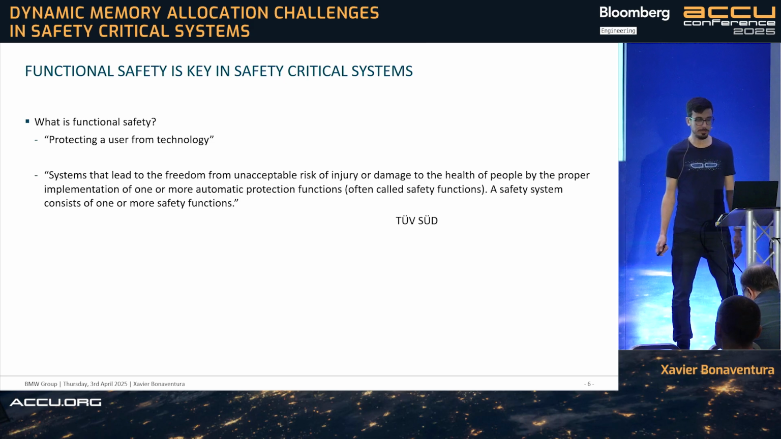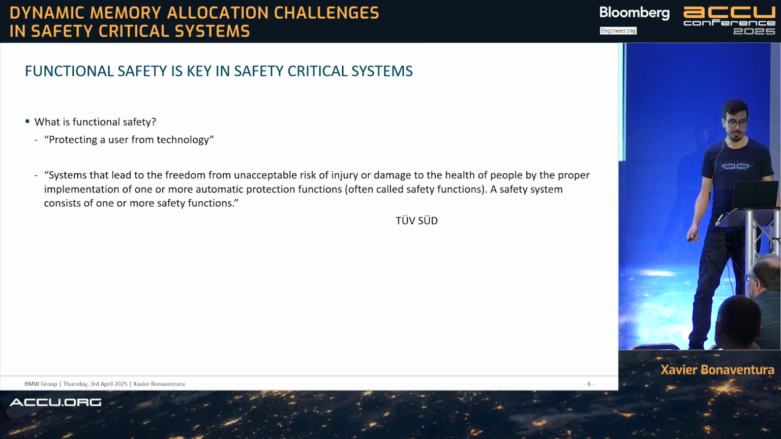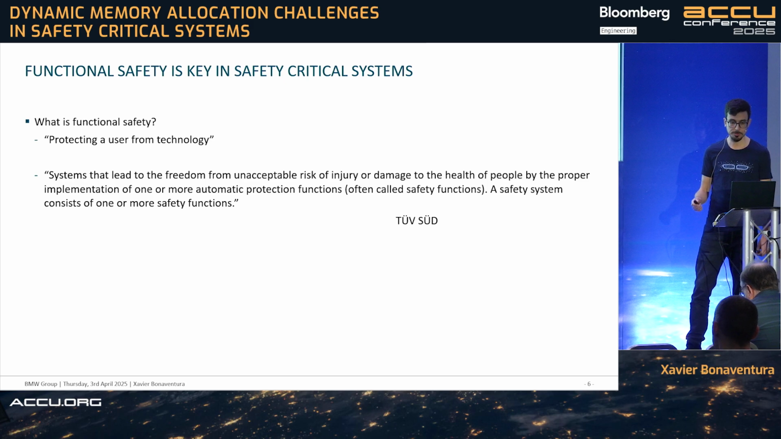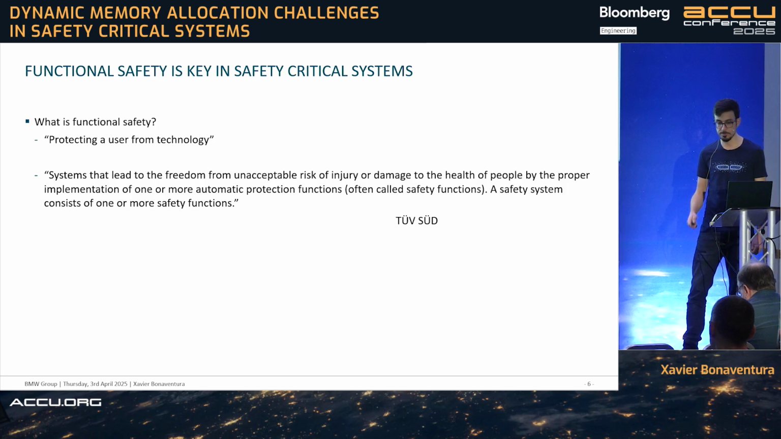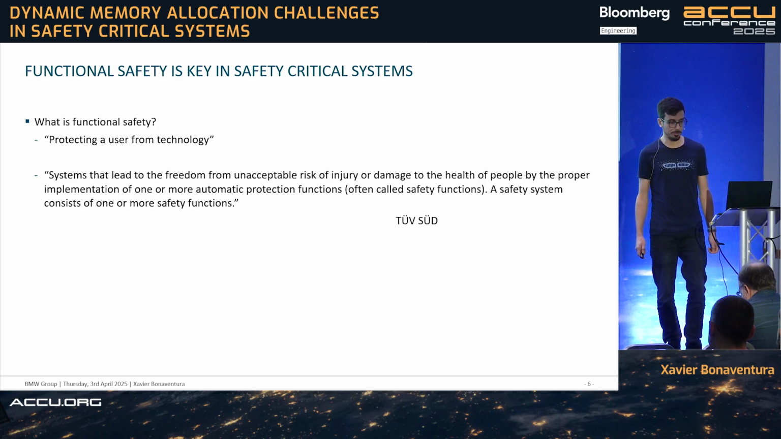We can put it a bit longer. Systems that lead to freedom from unacceptable risk of injury or damage to the health of people by the proper implementation of one or more automatic protection functions, often called safety functions. A safety system consists of one or more safety functions. Let's do the same and grab some example.